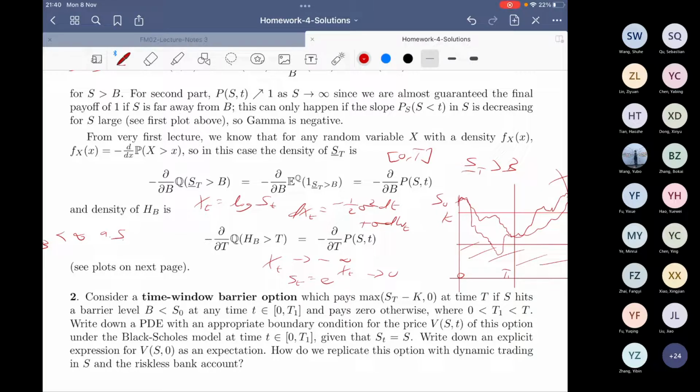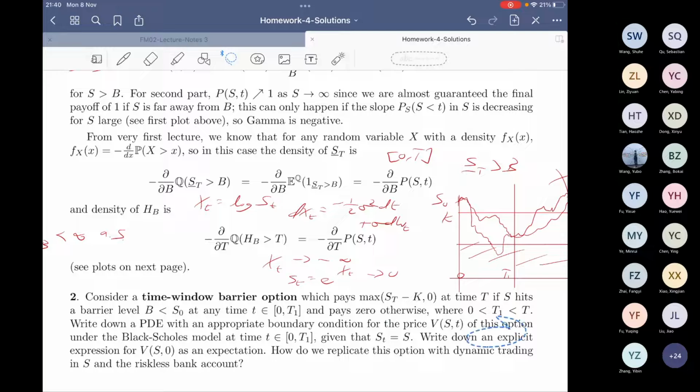So they are something that they definitely care about in practice. So what can we say about them? Well, it says write down the PDE with an appropriate boundary condition for the price V of S, T of the option under the Black-Scholes model at any time T in the first time period. So I'm assuming T, little t, is somewhere in this time period here, given the current stock price is S.